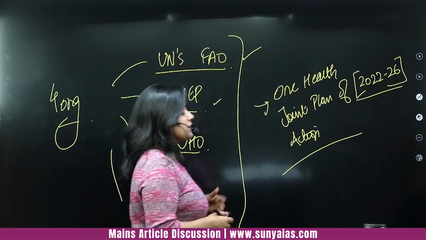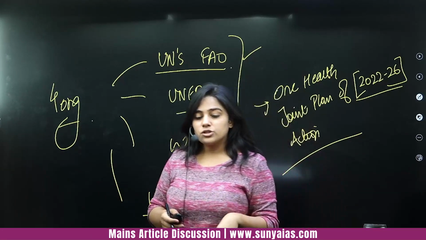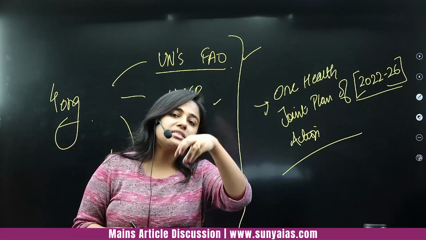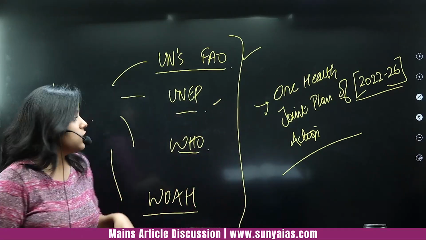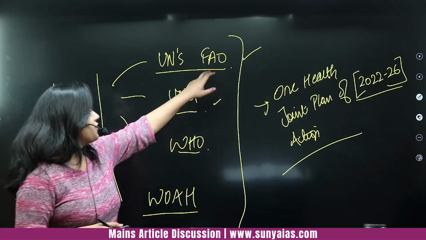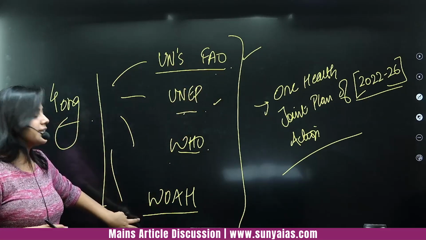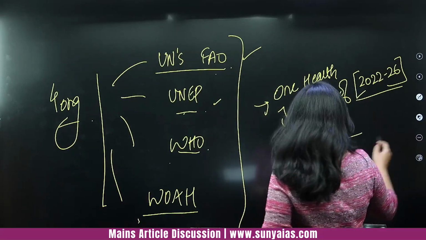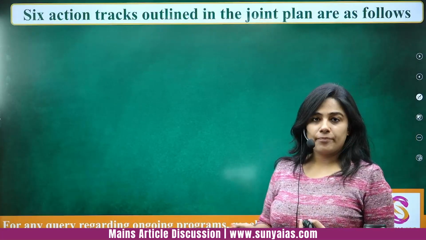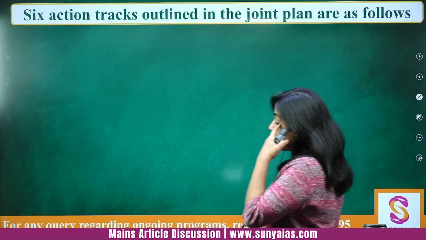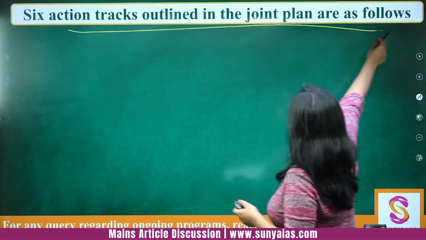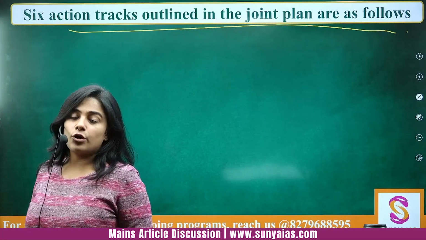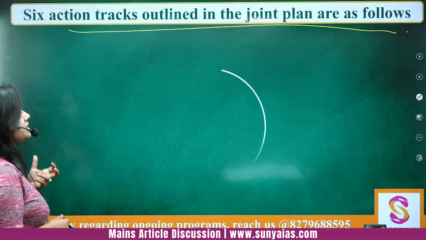For example, 2023 was the year of millets, right? So this topic remained important throughout 2023. Millets was seen in various aspects of the UPSC examination as well. So these four organizations, FAO, UNEP, WHO and WOAH, World Organization for Animal Health. Now, how are you supposed to define what exactly One Health is? To define that, there are 6 action tracks outlined in this joint action plan for One Health for 2022 to 26, and this is basically the definition.